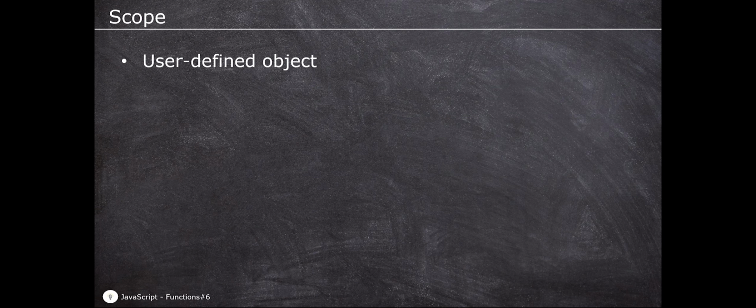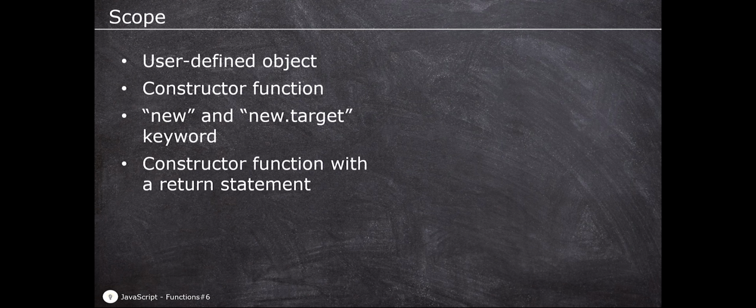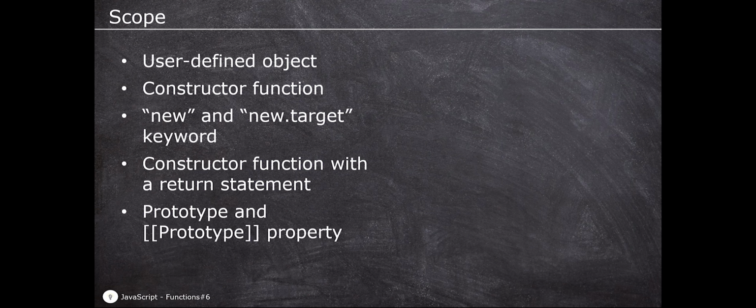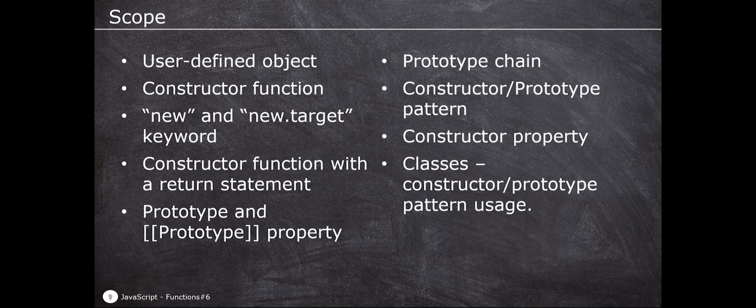What user-defined objects are in JavaScript, what a constructor function is, and how we can write this function and its usage. The importance of the new keyword while calling this function, the usage of the new.target keyword, the behavior of a constructor function when it has a return statement, the purpose of the prototype and __proto__ property, the concept of prototype chain, the constructor prototype pattern, the constructor property, and how classes make use of the constructor prototype pattern.